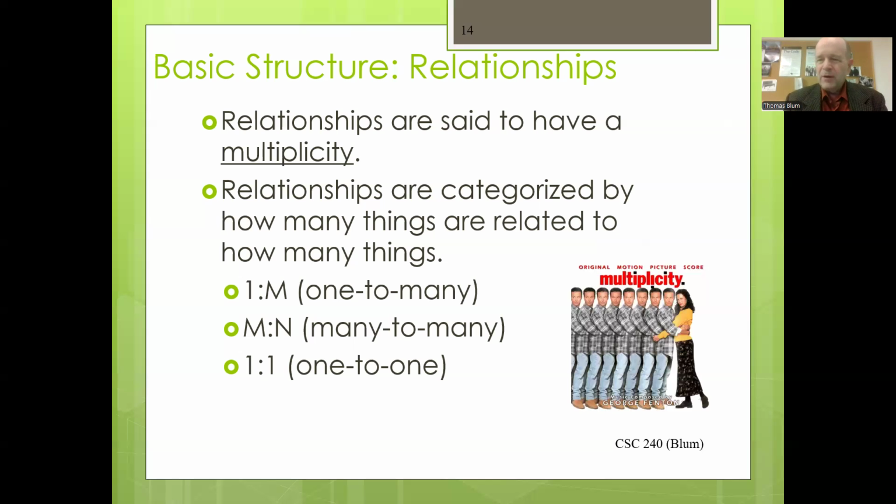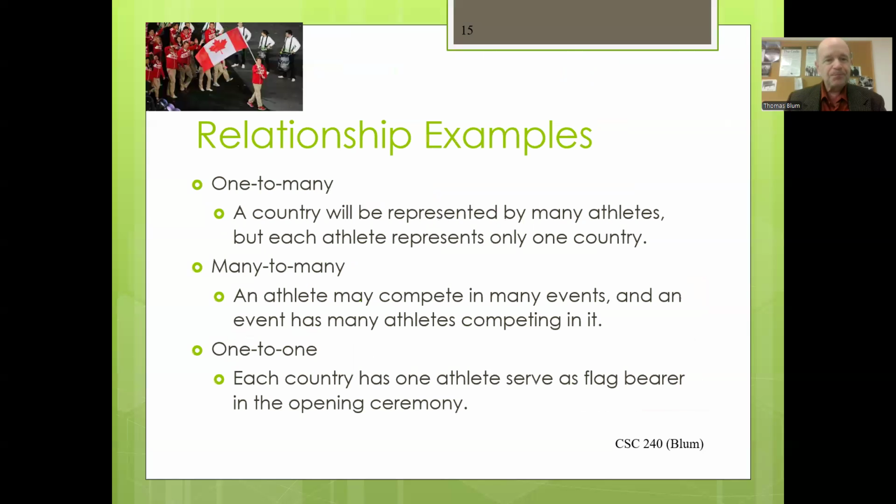So when that would be a many to many relationship, we'd say that an athlete participates in possibly many events, we should say. So an athlete participates in many events. That doesn't mean every athlete, but at least an athlete can participate in many events. And then an event has many athletes competing. So that's an example of our many to many.